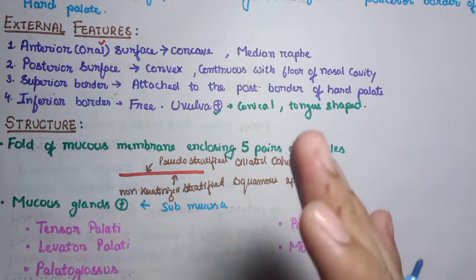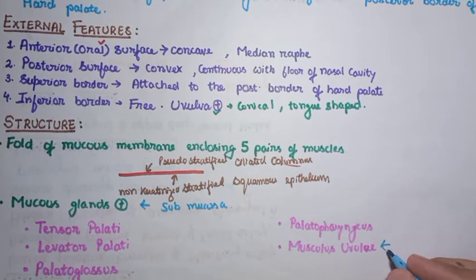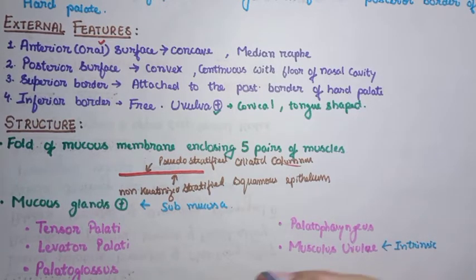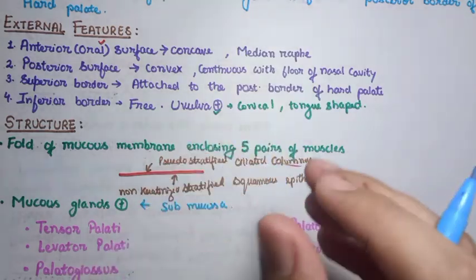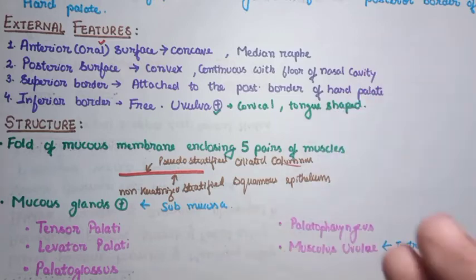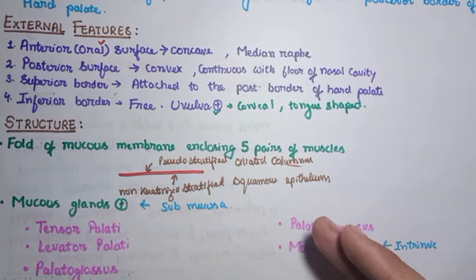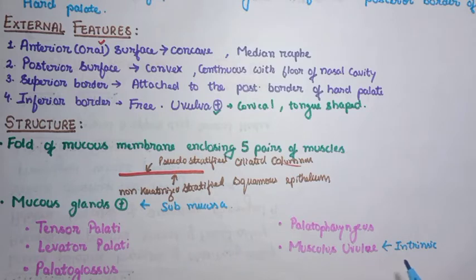Now let's talk about the muscles. We have 5 muscles to remember in the case of the soft palate: the tensor palati, levator palati, palatoglossus, palatopharyngeus, and musculus uvulae. Only musculus uvulae is the intrinsic muscle. What do you understand by intrinsic and extrinsic? Intrinsic means it is a part of that particular structure, while extrinsic means it originates from a different structure and contributes to the structure of that particular thing. So its origin is from a different structure, that is called extrinsic. The rest of the 4 muscles are extrinsic. Only the musculus uvulae is the intrinsic muscle of the soft palate.